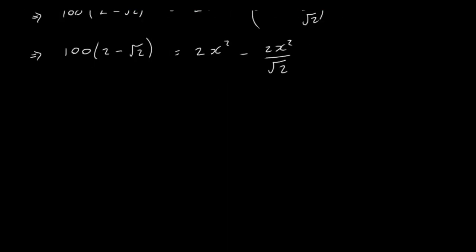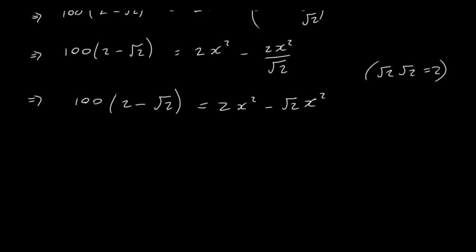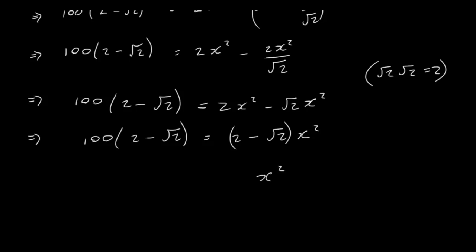So we have 100 times 2 minus root 2 is equal to 2x squared minus, well, root 2 goes into 2, root 2 times. So this is root 2x squared because root 2 times root 2 is equal to 2. Okay, so here we've got 100 times 2 minus root 2 is equal to 2 minus root 2 times x squared. That will give me x squared. I just factorized out the x squareds there. Is equal to 100 times 2 minus root 2 all divided by 2 minus root 2. So you can see what's going to happen here.